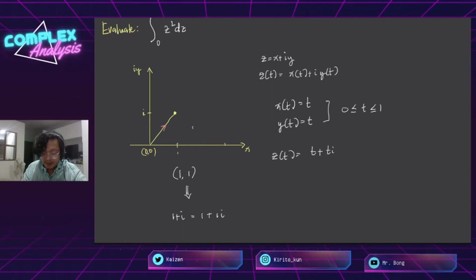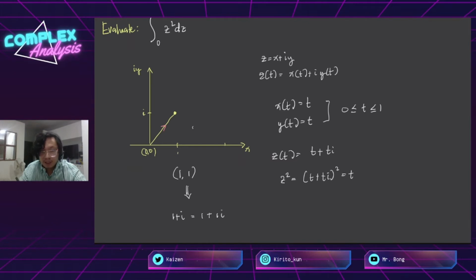Then if we square both sides of the equation, we have z squared equal to (t + ti) squared, which is equal to t squared times (1 + i) squared.